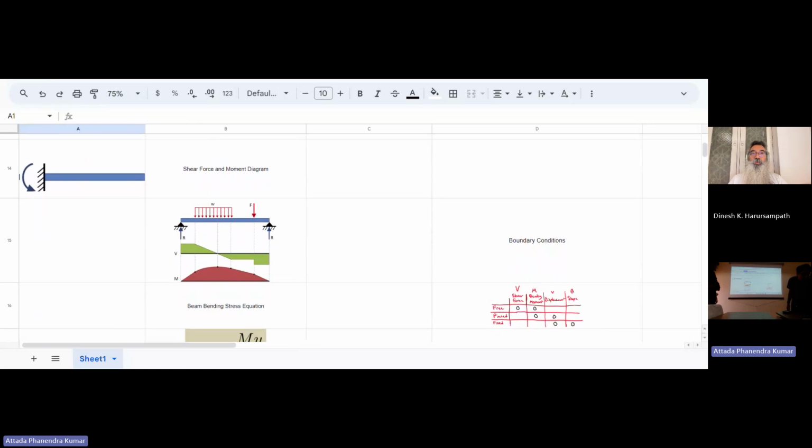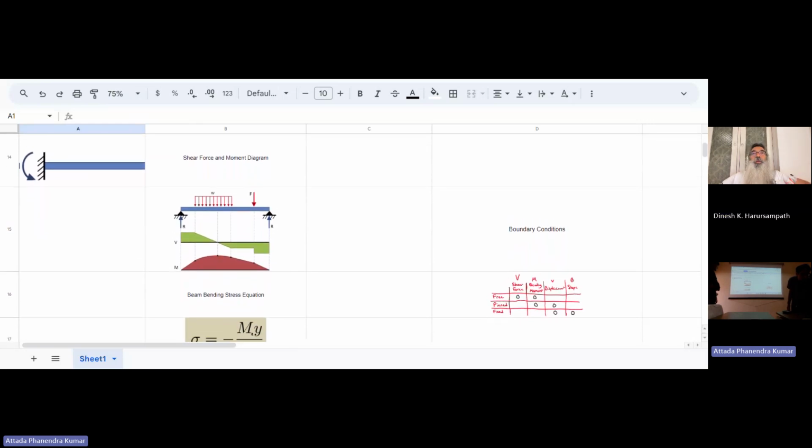Basically, what we're showing here is the idea that if you look at column A, row number 14, the beam that you have shown has a moment at the support. So you can't apply a moment at the support, right? So either you remove the support or you show the moment.